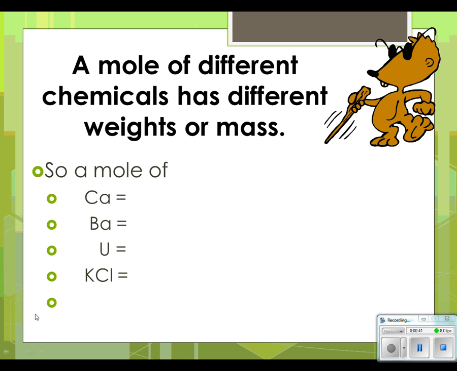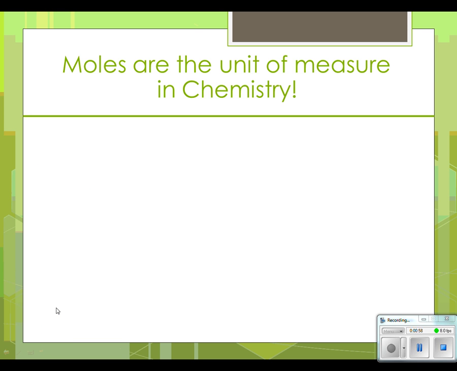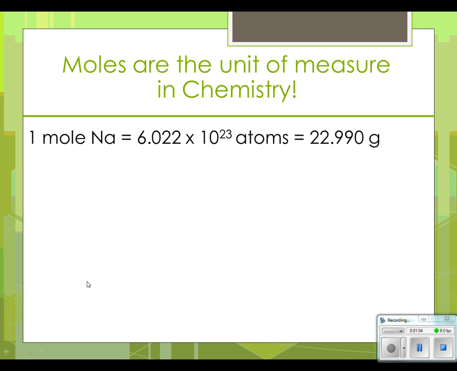So a mole of calcium weighs 40.078 grams. A mole of barium, 137.33 grams. A mole of uranium, 238. A mole of potassium chloride, we take potassium plus chlorine and we get 74.551. Moles are a unit of measuring in chemistry. It's what we use to understand things.